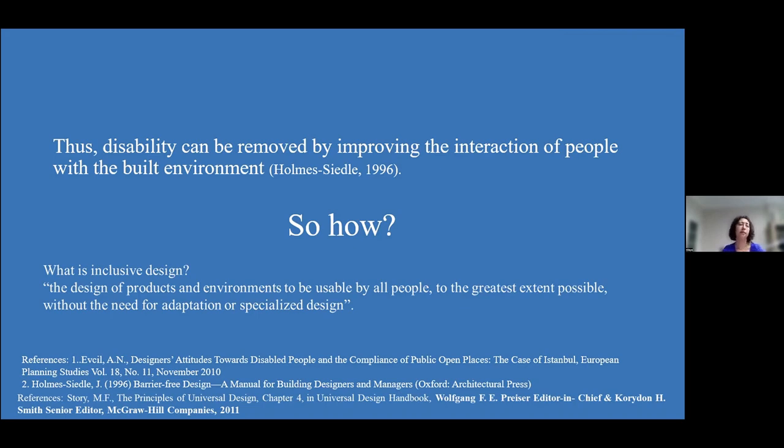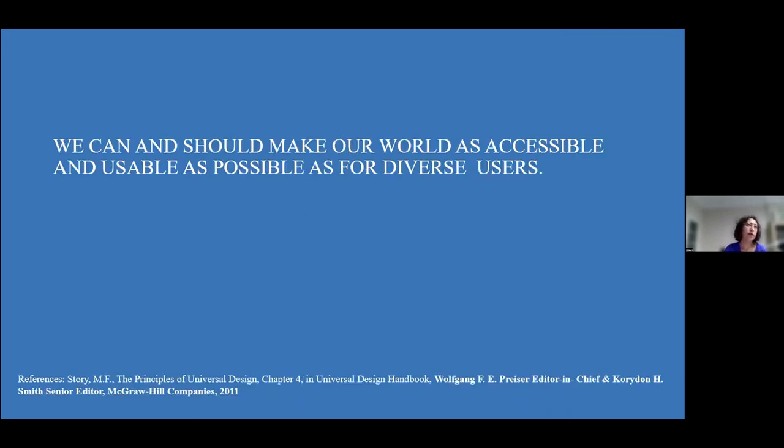By the way, the previous speakers, Elke and Aaron, explained the concept, but I sometimes use the same word for inclusive design, design for all, or universal design, with the same meaning. So in a very short explanation, I can say that the inclusive design concept is the design of products and environments to be usable by all people to the greatest extent possible without the need for adaptation or specialized design. So as designers, as architects, we can and we should make our world as accessible and as usable as possible for diverse users.